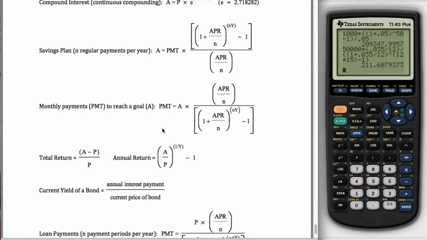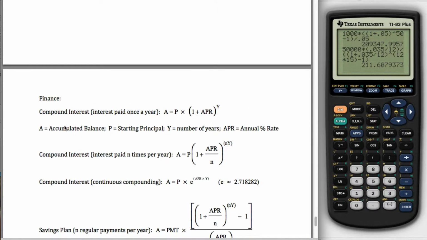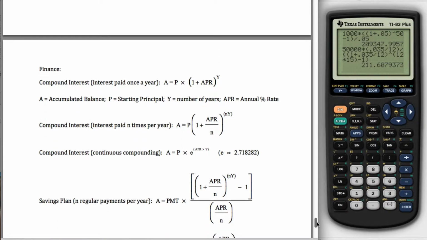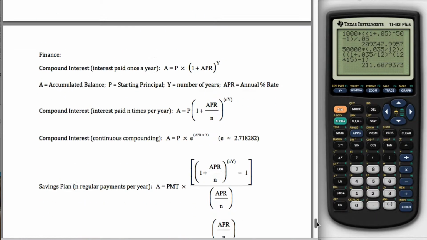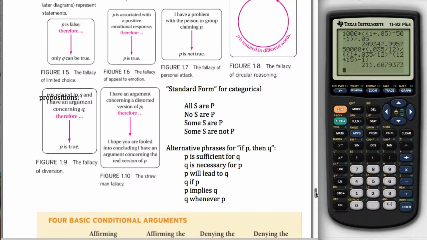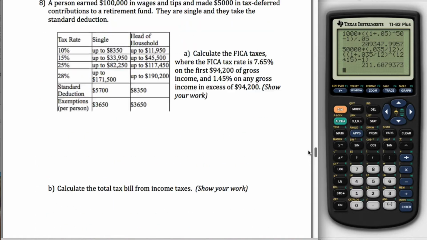What is an A, a P, and a Y? Well, they tell you that up here. A is the accumulated balance, P is the starting principal, and Y is the number of years. So, I have these all jotted down. Let's go up to this problem.